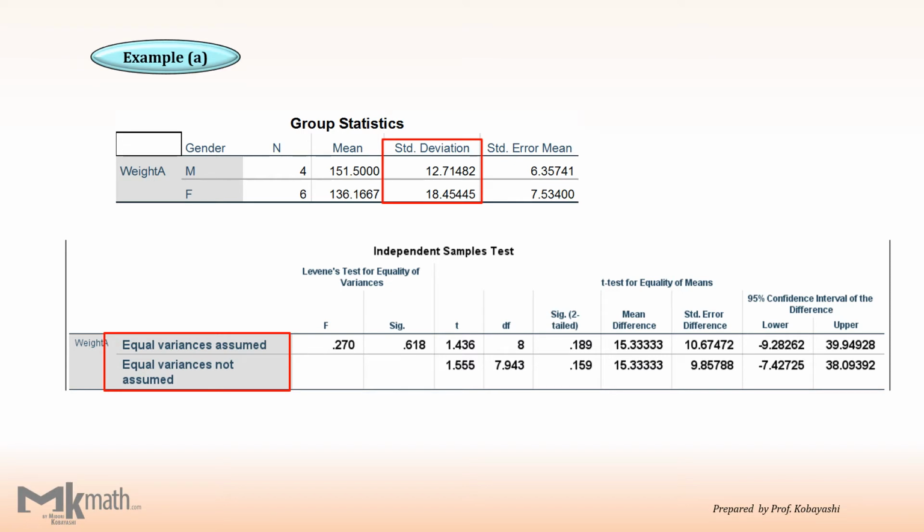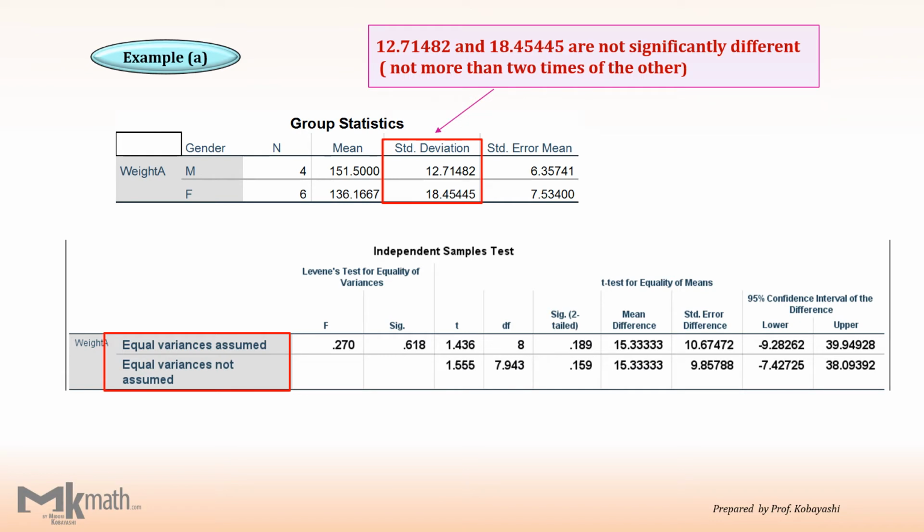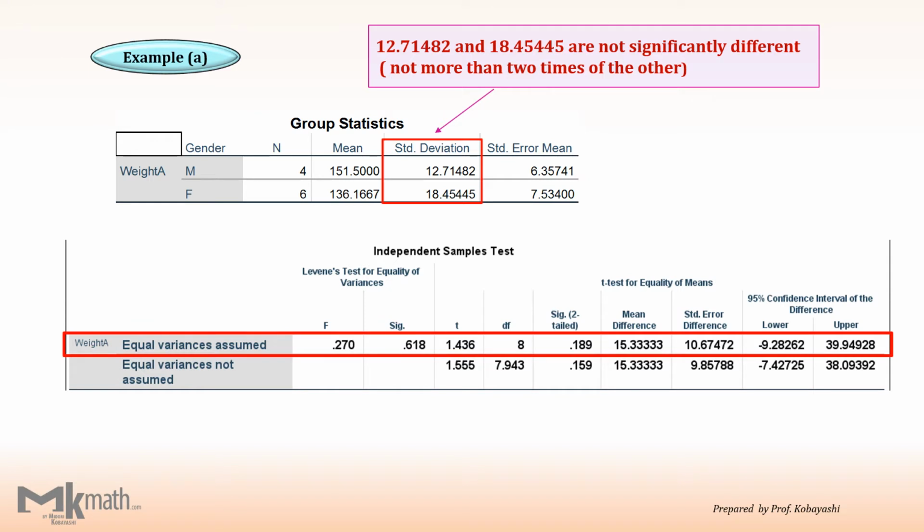So 12.71482 and 18.45445 are not significantly different. So therefore, we just use equal variances assumed. So our p-value should be the significance two-tailed, 0.189. Again, please keep in mind this result is just the p-value for a two-tailed test, and we are doing a two-tailed test. Therefore, the p-value should be 0.189 in this case.